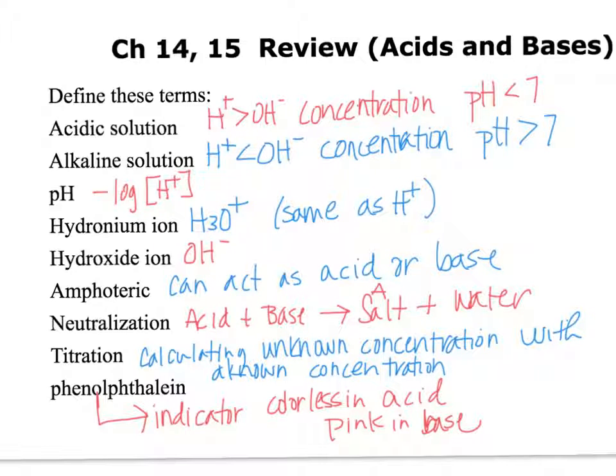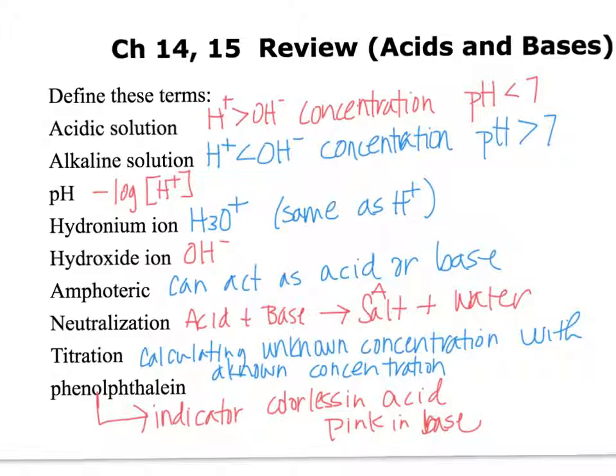Here are some of the definitions that you need to know for the test. It is not all of them, but it is some of them. First of all, in an acidic solution, the hydrogen concentration is greater than the hydroxide concentration. And of course, when you have an acid, you'll have a pH of less than 7.